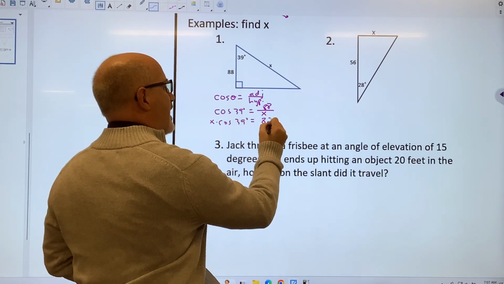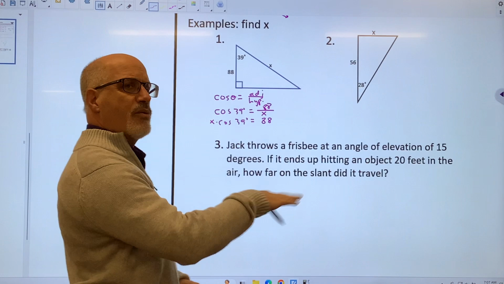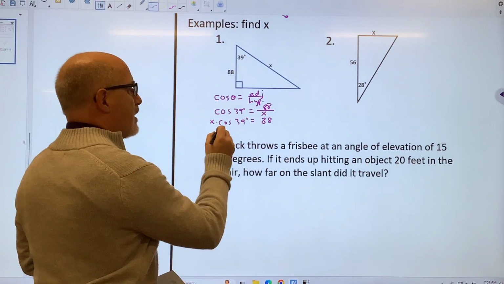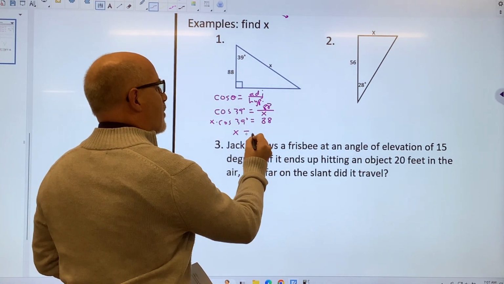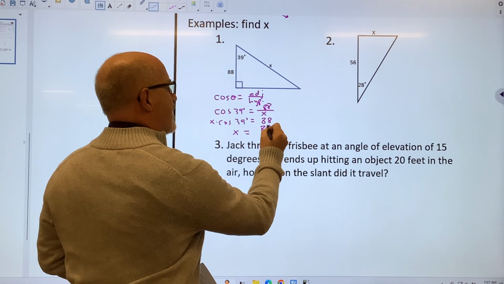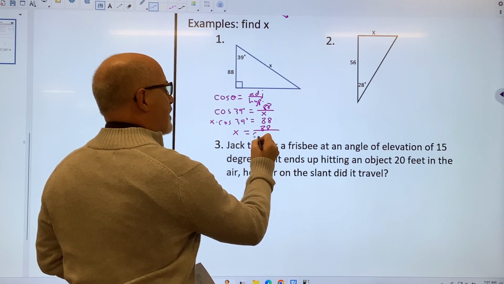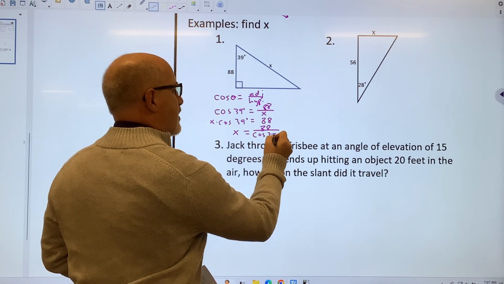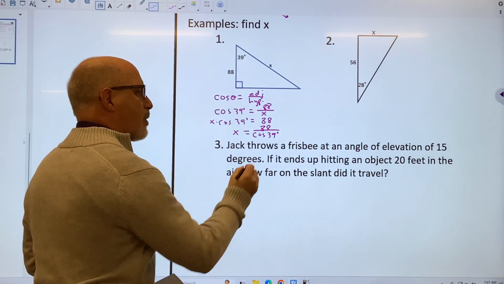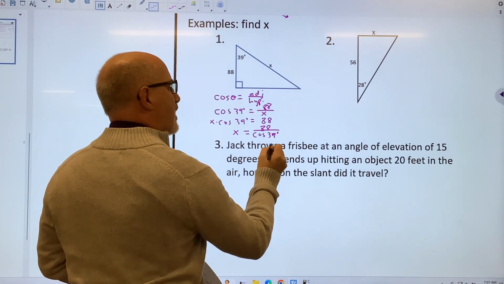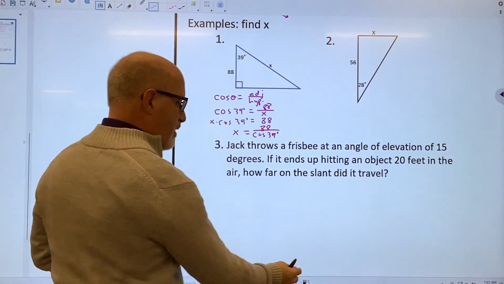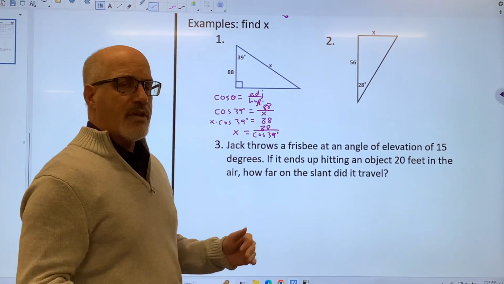That equals 88. And now I'm going to get rid of the cosine of 39 degrees to get x by itself. So x equals 88 divided by cosine of 39 degrees. Now we want to turn to our calculator to do this calculation. Now it's important that you recognize two things.